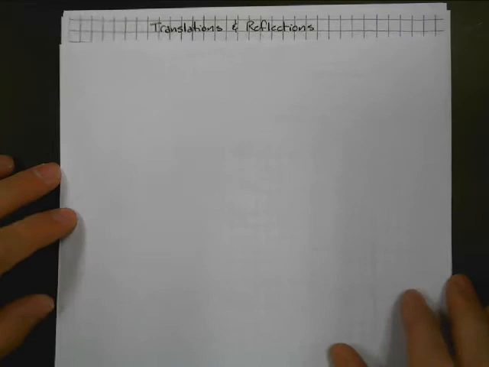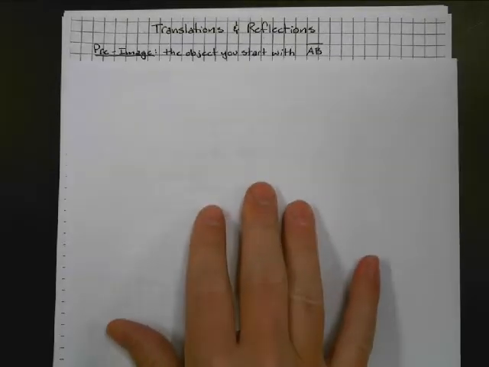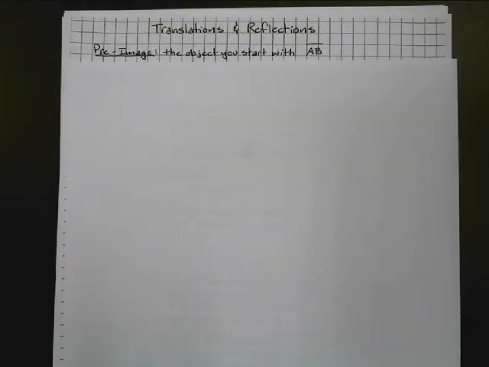So, translations and reflections. What we're going to be doing for the next couple of units is what's called a transformation. It's where we take one shape and we move it somewhere. And there's a lot of different ways that we can move it. The first way, before we get to that, let's just talk about some of the terminology.